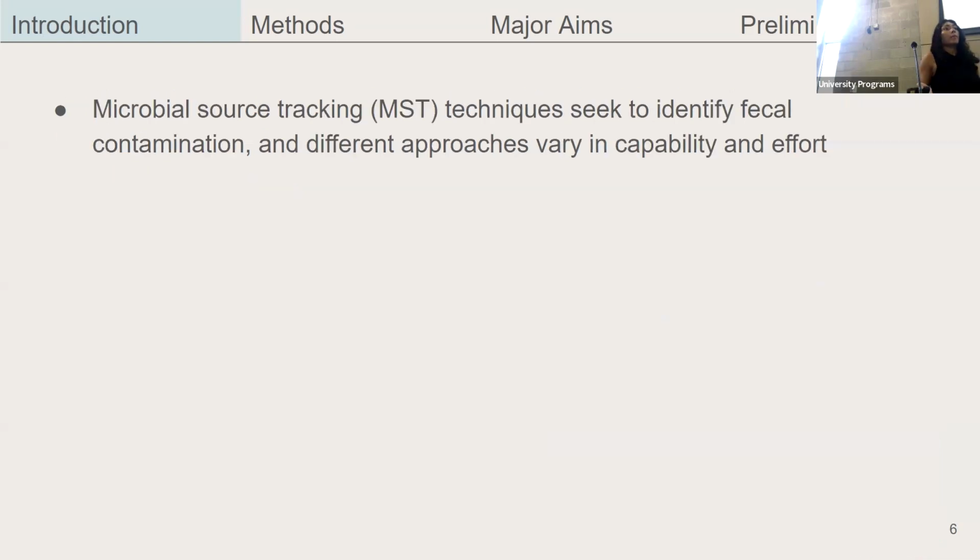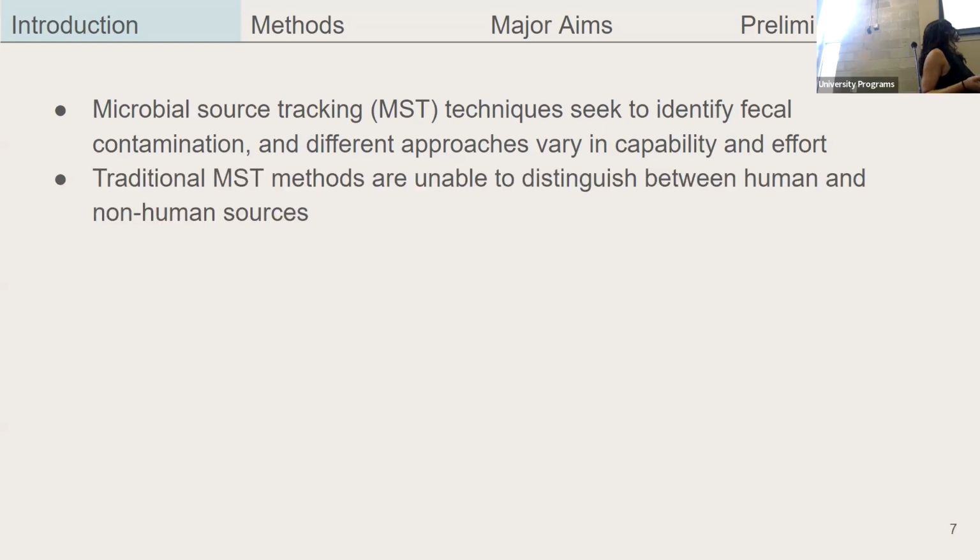Microbial source tracking, or MST techniques, try to identify microbial contamination, but there's a bunch of different methods and they all vary in capability and effort. So traditional microbial source tracking methods, or what is most commonly and widely used, are not able to distinguish source. So they can kind of only tell you that there are fecal indicators in your sample area, but you don't know where it's coming from. So this makes management difficult.